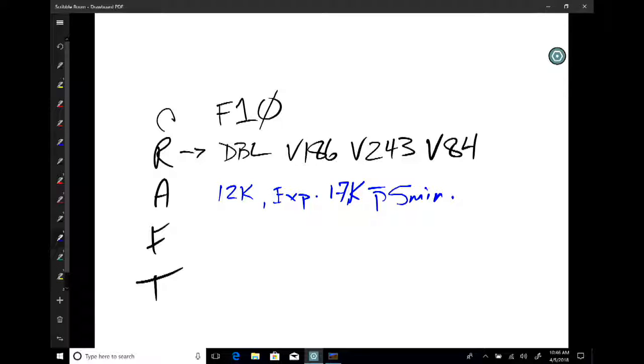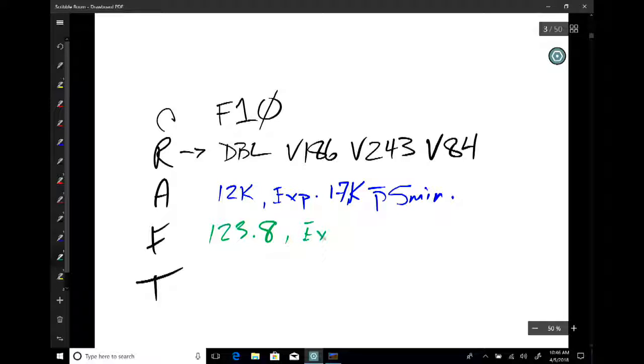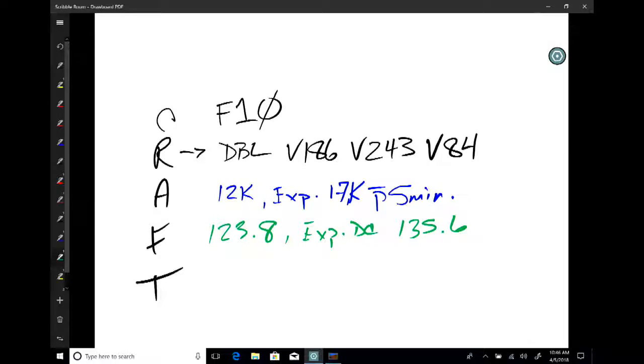So coming out of Aspen, you're looking at a frequency here of 123.8. That's going to be your departure frequency. And then after that, they may tell you, you can expect Denver Center on 135.6 shortly thereafter, and you can jot that down. And then under the T, that's going to be your transponder, and they'll say squawk 4236.